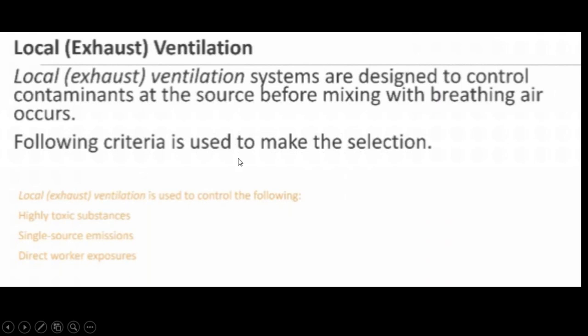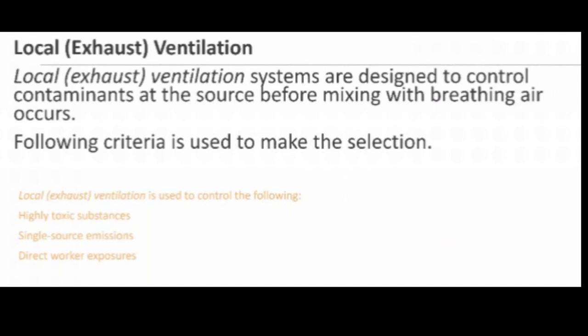For example, if there is a situation where a chemical is very toxic, we can't use dilution ventilation. We have to come up with local exhaust ventilation. If there is a single source, we can use local exhaust ventilation. And if the limit of the contaminant is very low, that cannot be achieved by dilution ventilation, then we have to use local exhaust ventilation.